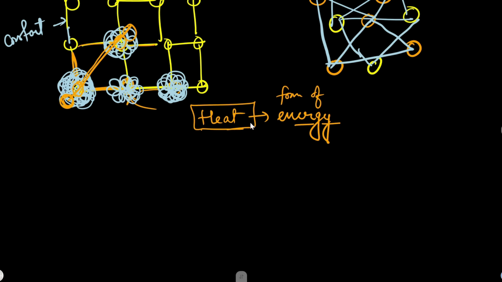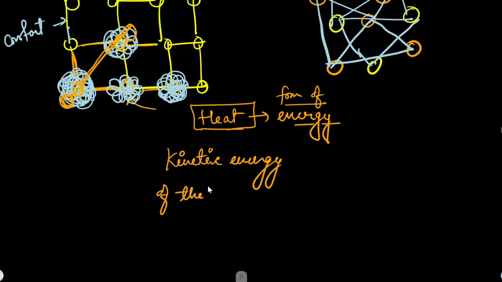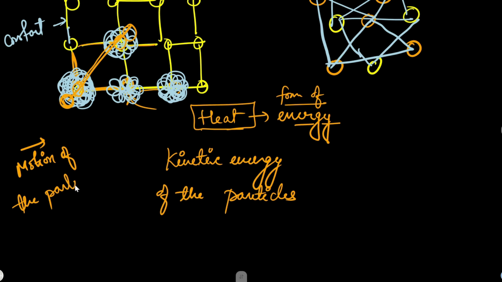Because of the heat imparted, which is nothing but energy, and this energy got converted into the kinetic energy of the particles. What is kinetic energy? Kinetic energy is the energy that happens because of the motion of the particles.